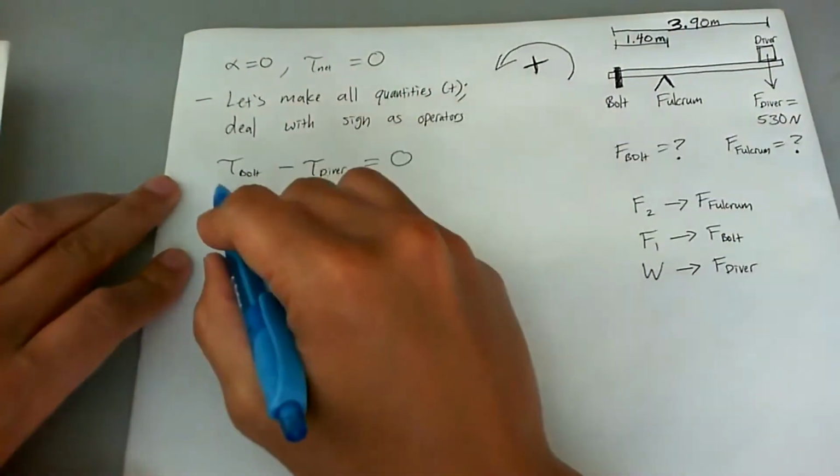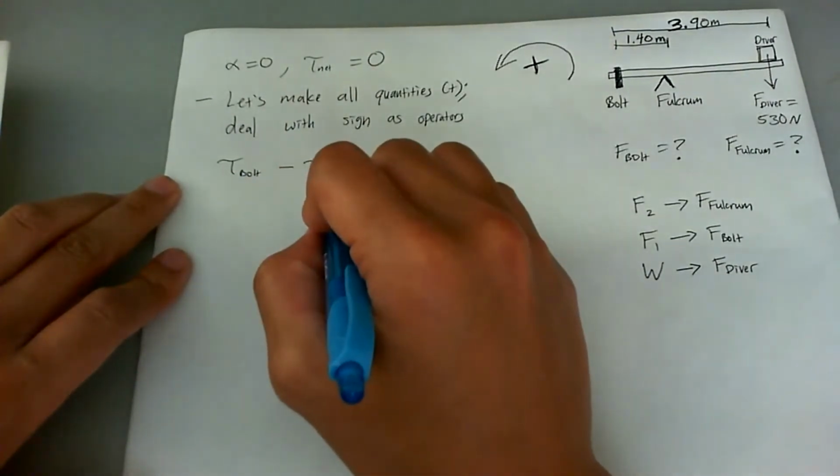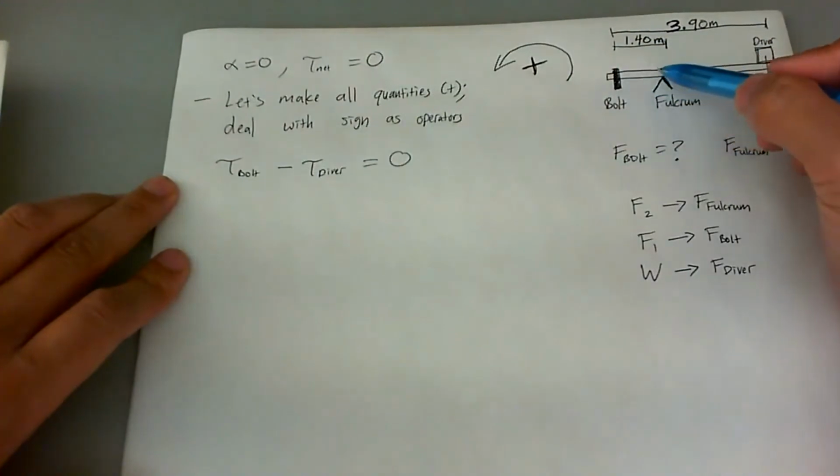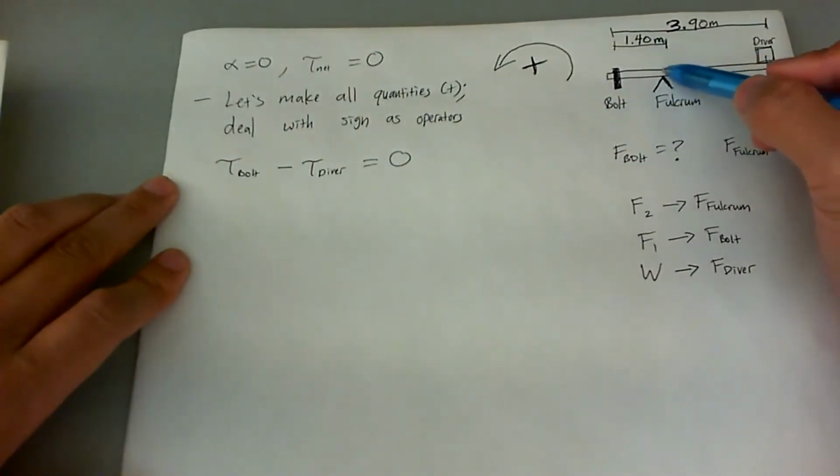And let's go ahead and just delineate it with forces and radii. We see that torque is the force acting on something multiplied by how far it is from a reference point or a central point.